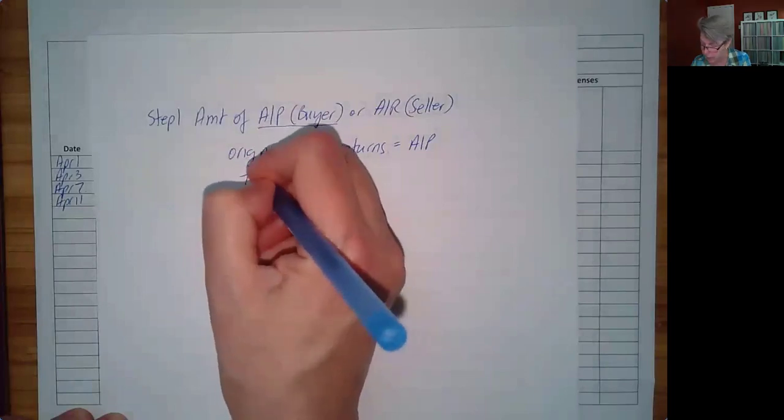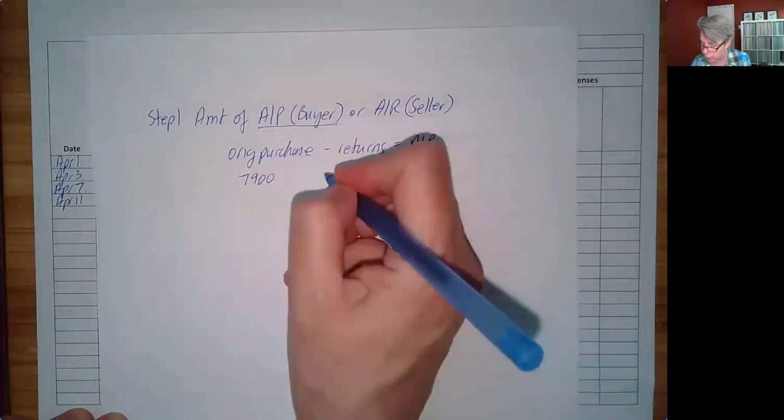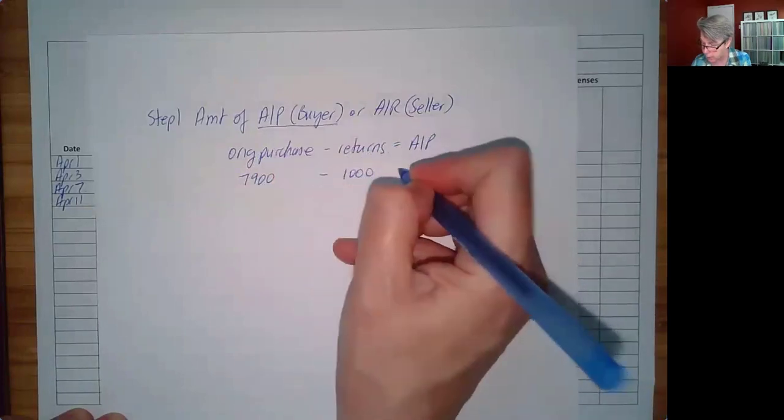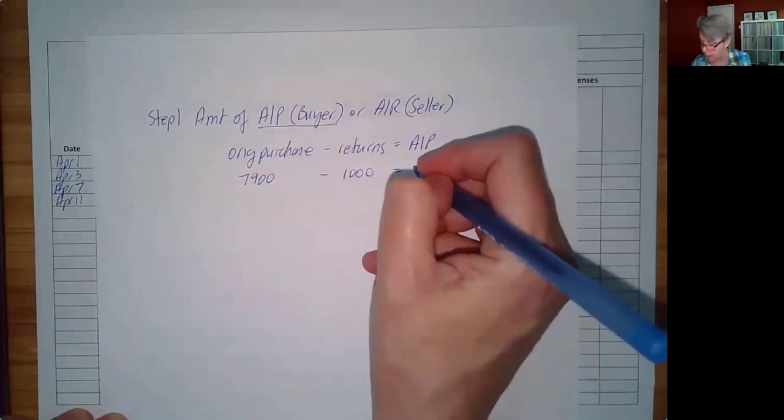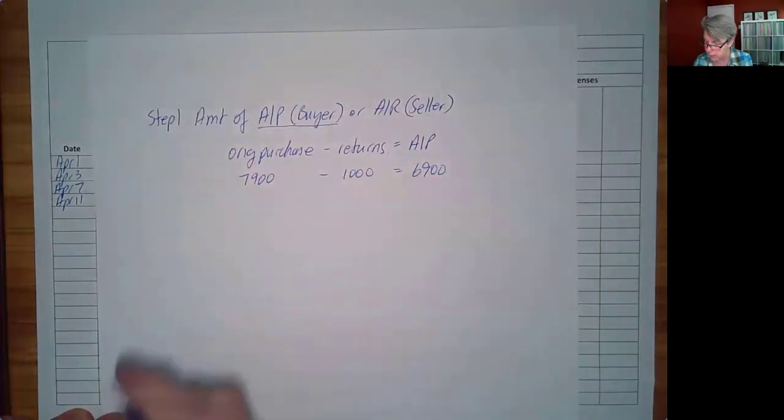Original invoice was $7,900. The return was $1,000. So therefore, the accounts payable balance right now is $6,900. That's step 1. Let's move on to step 2.